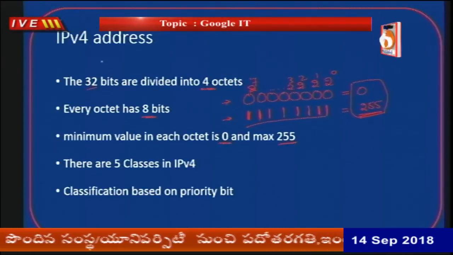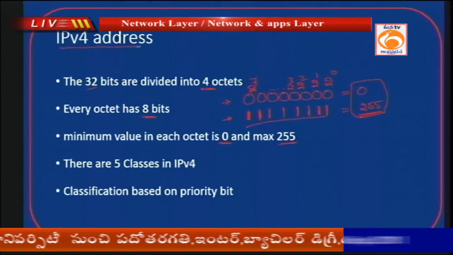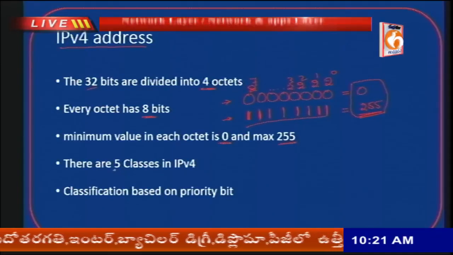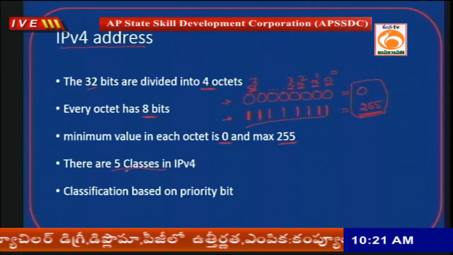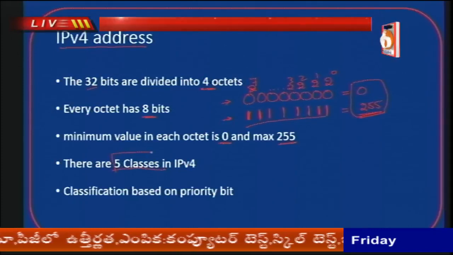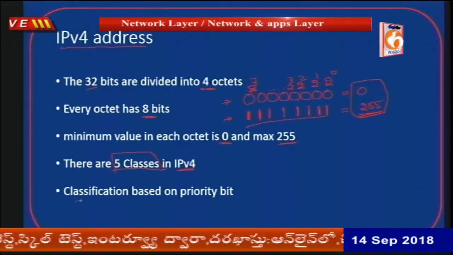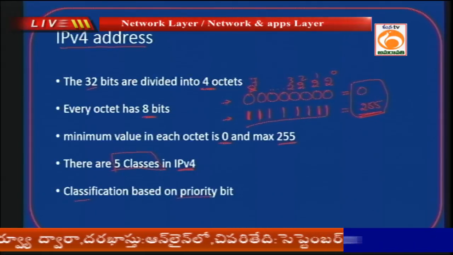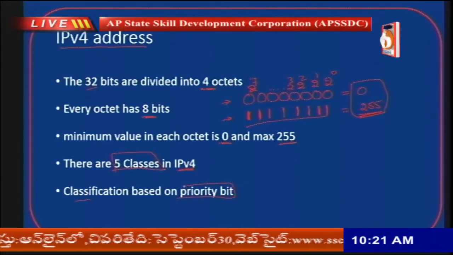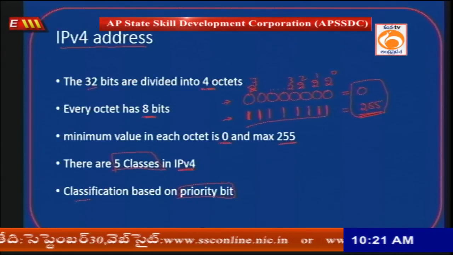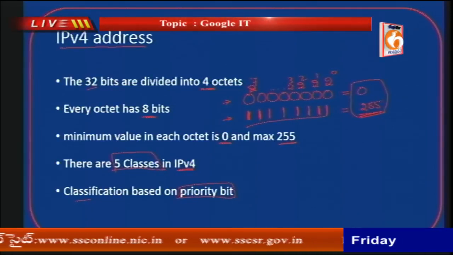And this IP version 4 is divided or categorized into 5 different classes. They are divided into 5 different classes, IP version 4. And this classification was based on a priority bit. We are going to discuss what these classes are and how this priority bit will classify.